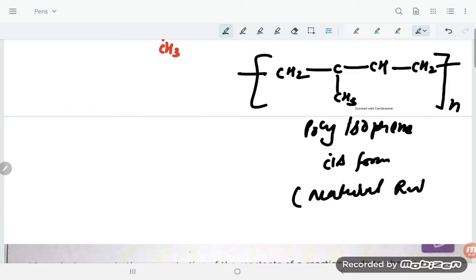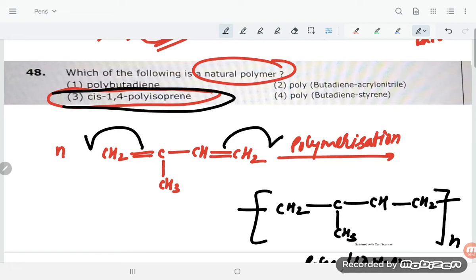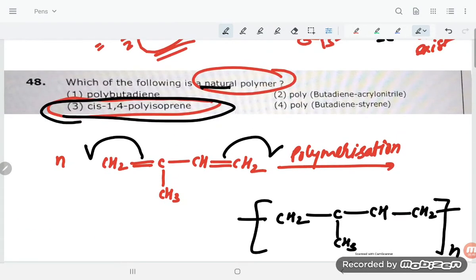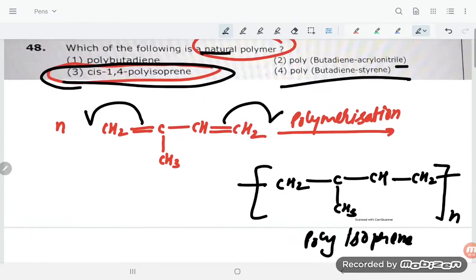So dear students, polyisoprene is known as natural polymer, students, natural polymer. Okay, this is the rubber, and these all are butadiene, these all are the synthetic polymer, students. So correct option is option number 3.